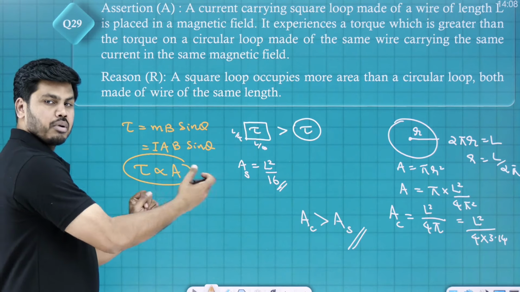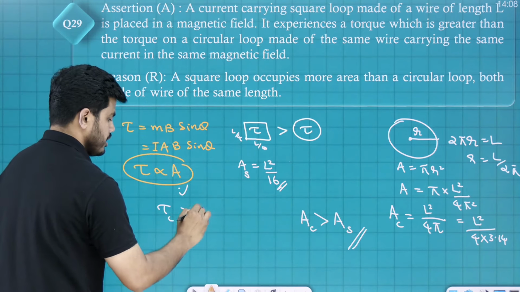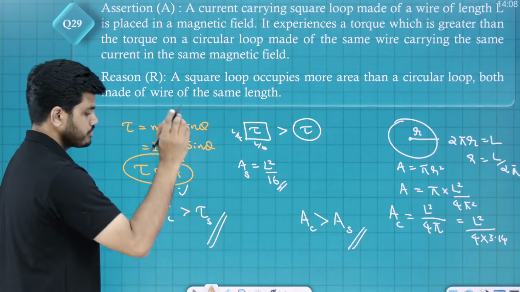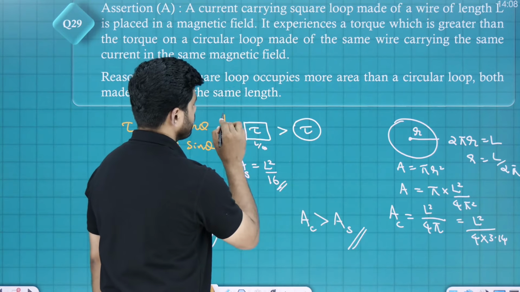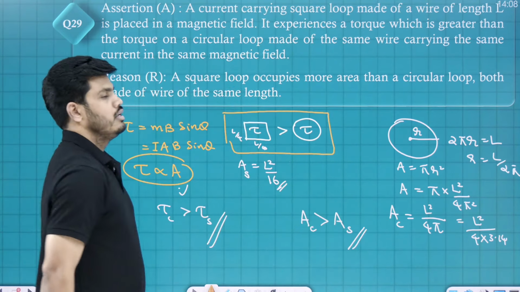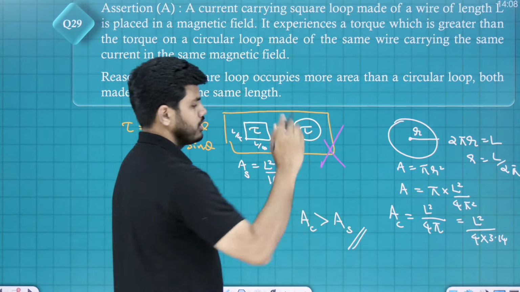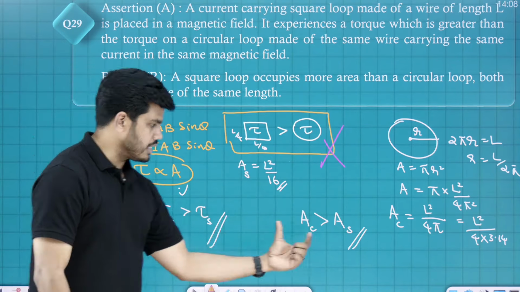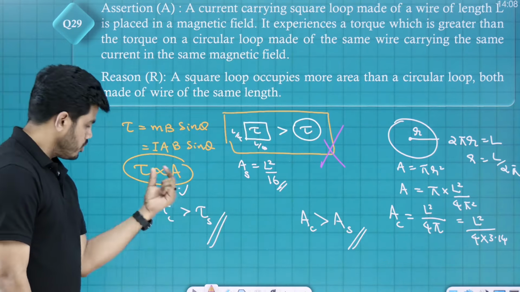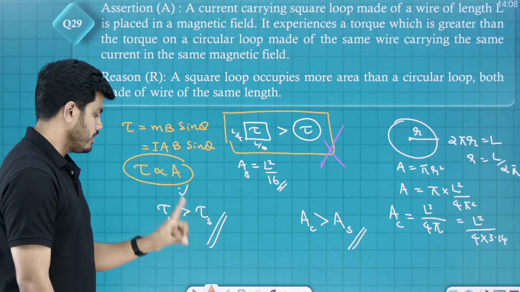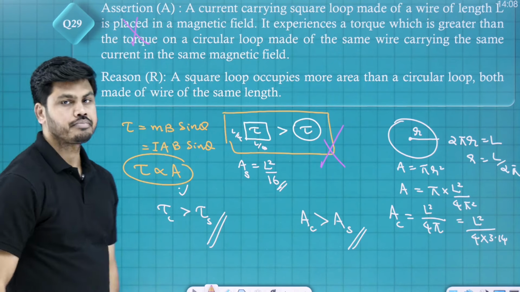We know torque depends on the area, directly proportional. So torque acting on the circular loop should be more than torque acting on the square loop. But what does the question say? The question says the torque acting on the square is more than the circular loop. So that is a wrong statement, right? That is not correct, because as per the calculation, the circle has more area than the square. So torque on the circle should be more than the square loop. So the assertion is a wrong statement.